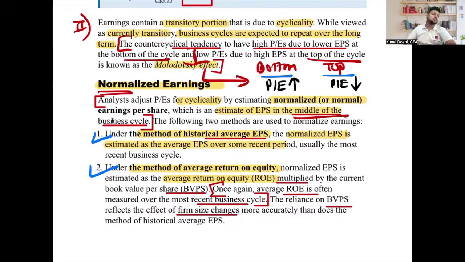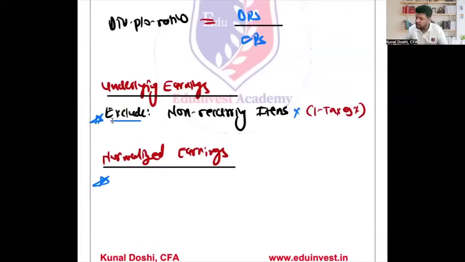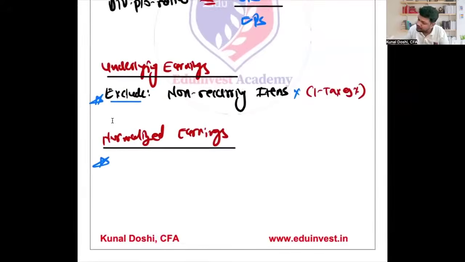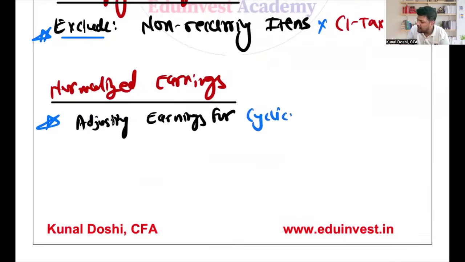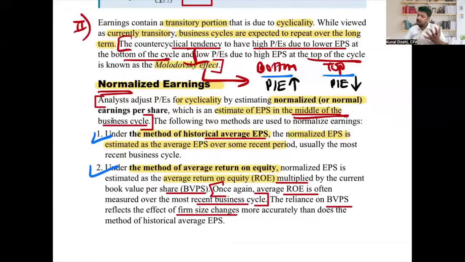We should take the average. So there are two approaches for normalized earnings. Basically, normalized earnings is adjusting the earnings for cyclicality. Yes. So normalized earnings means adjusting earnings for what? The cyclical nature, cyclicality. Okay. Now there are two approaches: one which is called method of historical average EPS, and the other is method of average ROE.